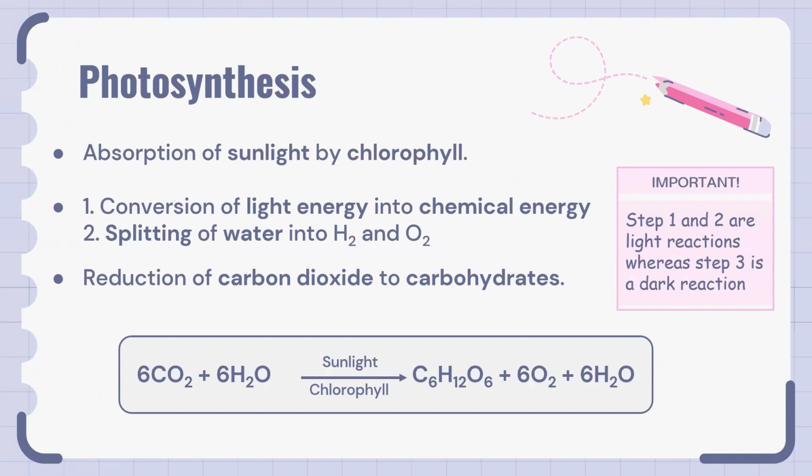Here is the balanced chemical reaction for photosynthesis. Carbon dioxide from the air and water from the soil, which is taken in by the plant, reacts in the presence of sunlight and chlorophyll to form glucose and give out oxygen and water as byproducts. Remember that the first and second step is directly dependent on sunlight and is therefore called a light reaction, whereas the third step does not directly depend on sunlight and so is called a dark reaction.